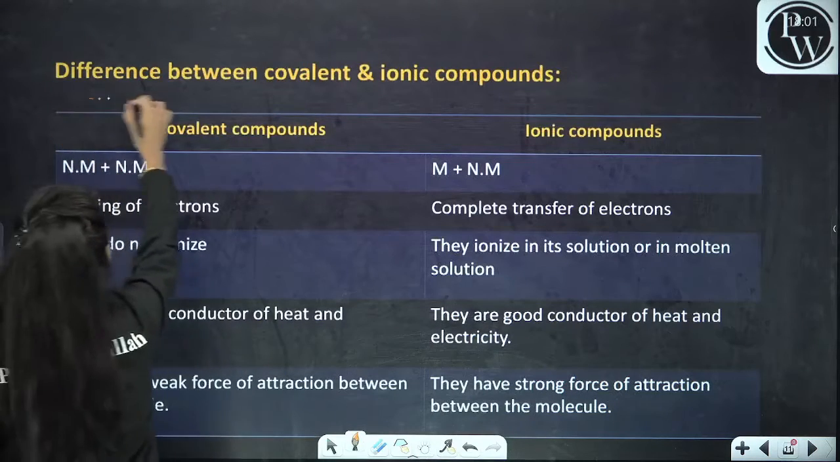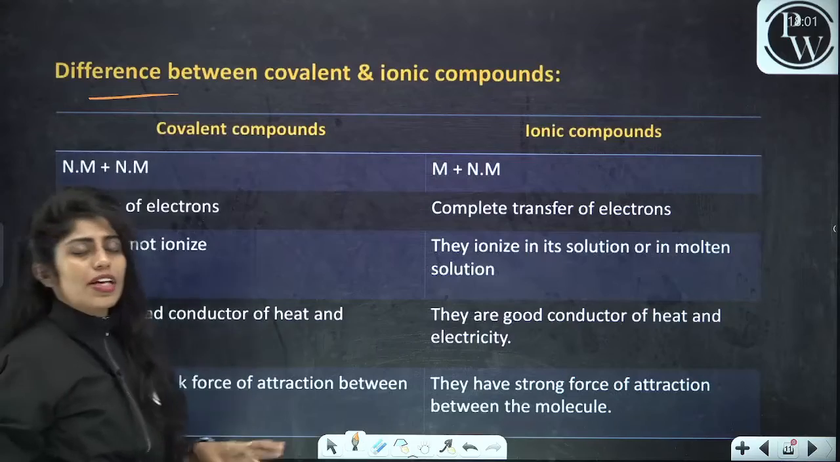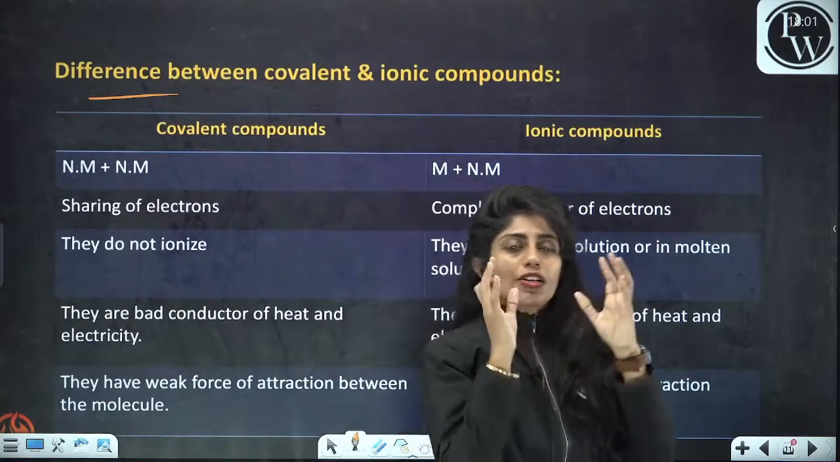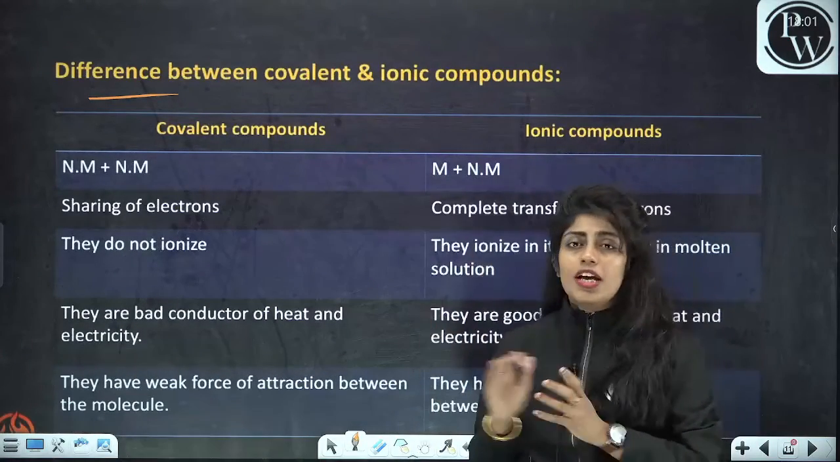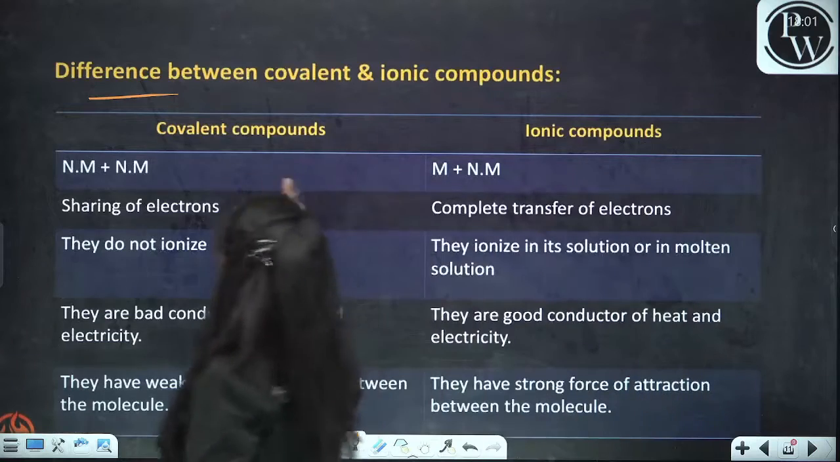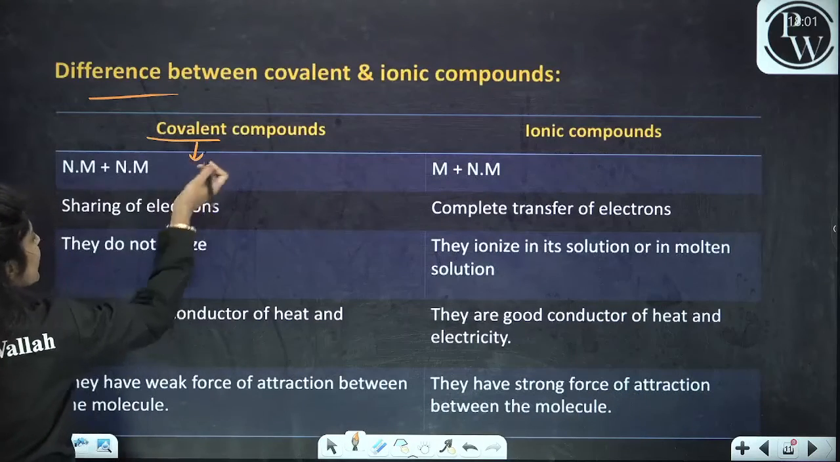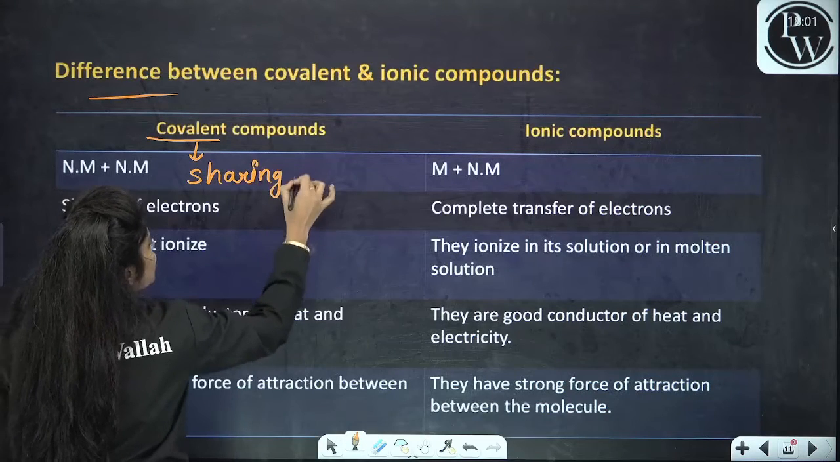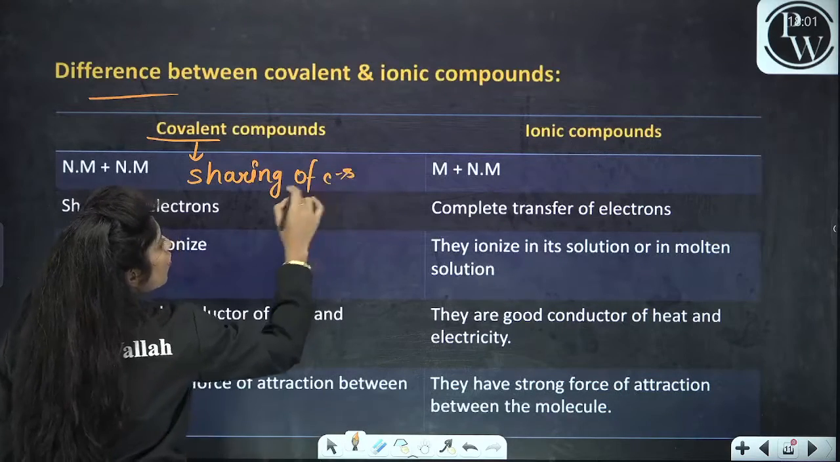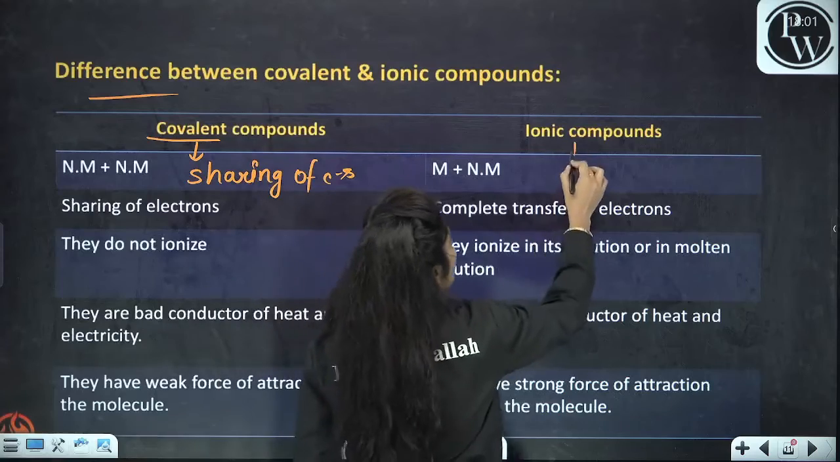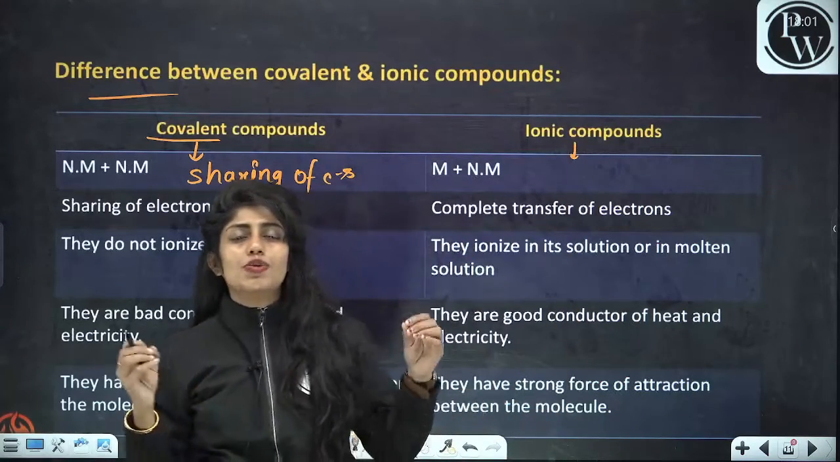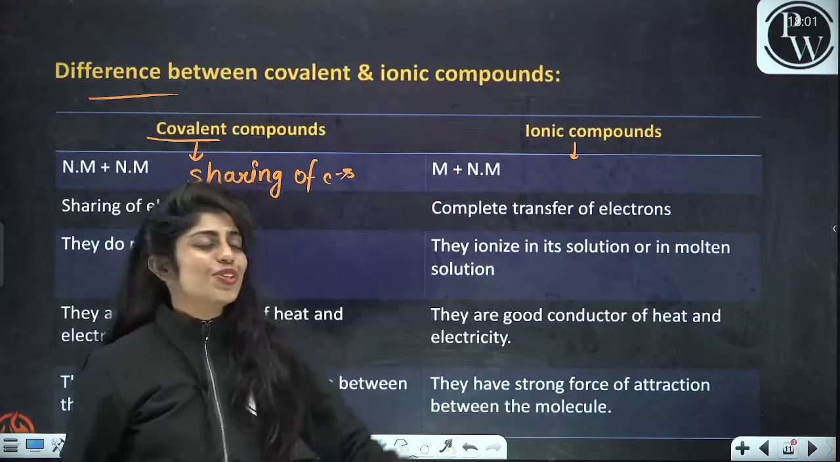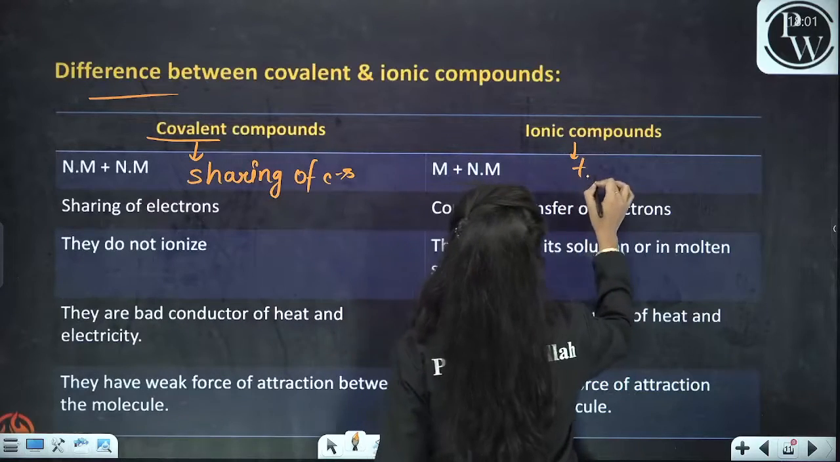Now, the difference between the covalent and the ionic compound, we will take only one class of this. So basically, what is the difference? Covalent is due to sharing of electrons. What if I talk about ionic? So ions will be formed, and ions are only formed when there is transfer of electrons.